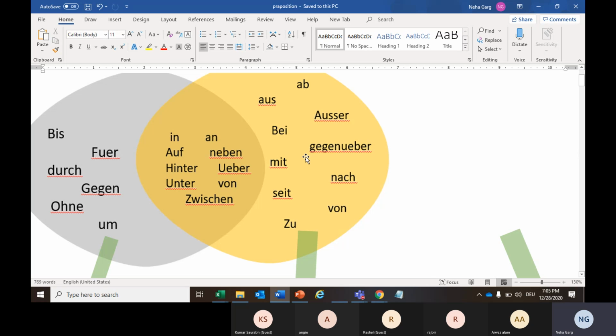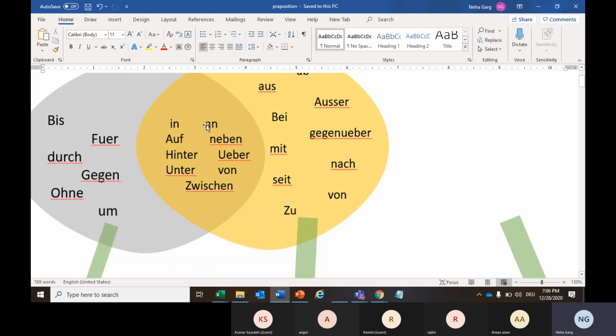Then we have dative prepositions. Then we have these dative prepositions in this yellow highlighted area, which are fixed dative: bei, aus, ab, bei, außer, mit, gegenüber, seit, nach, und so weiter. And then in the center, we have these vexel prepositions: in, an, auf, neben, hinter, über, unter, von, zwischen.